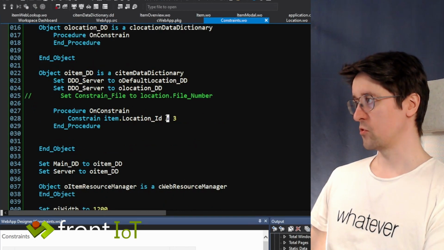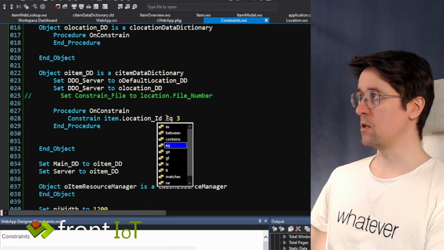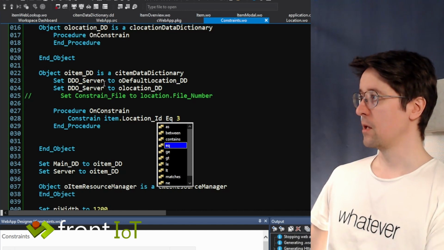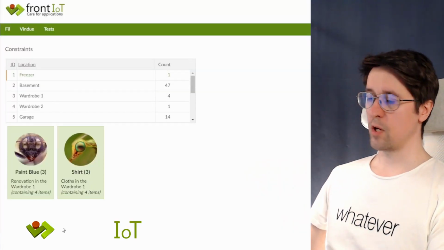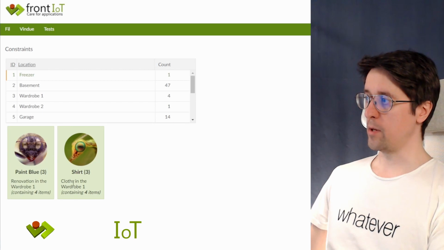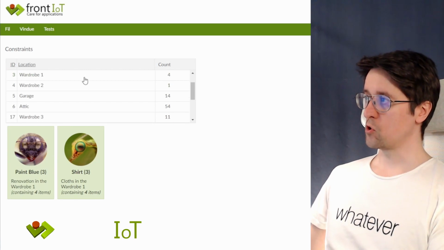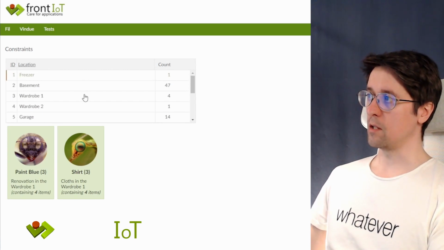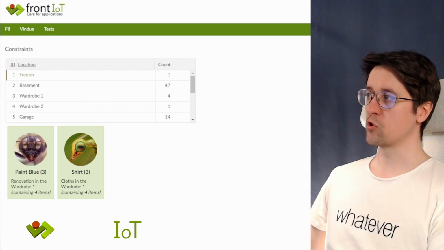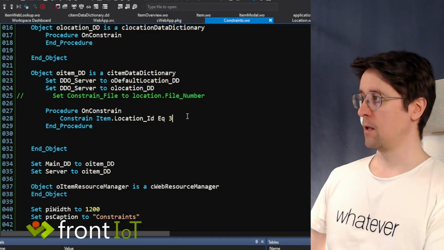Oh no, the constraint should have equals, like the letters. And now we constrained this to be 3, but we still got all the locations in the list here. So we want to constrain on the locations instead.